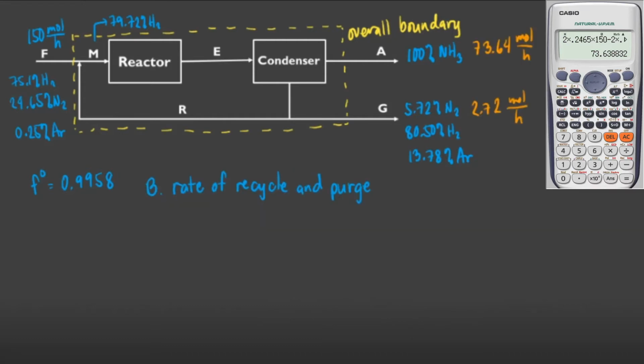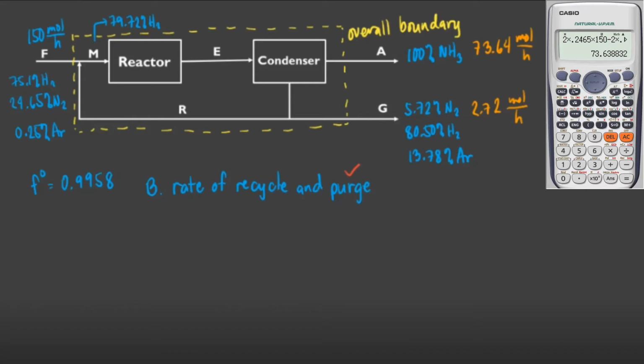The next question asks us to solve for the rate of recycle and purge. In our previous solution, we were able to solve for the value of the flow rate of the purge stream, so that is already taken care of. We just need to solve for the flow rate of the recycle stream. Now, where do we start?